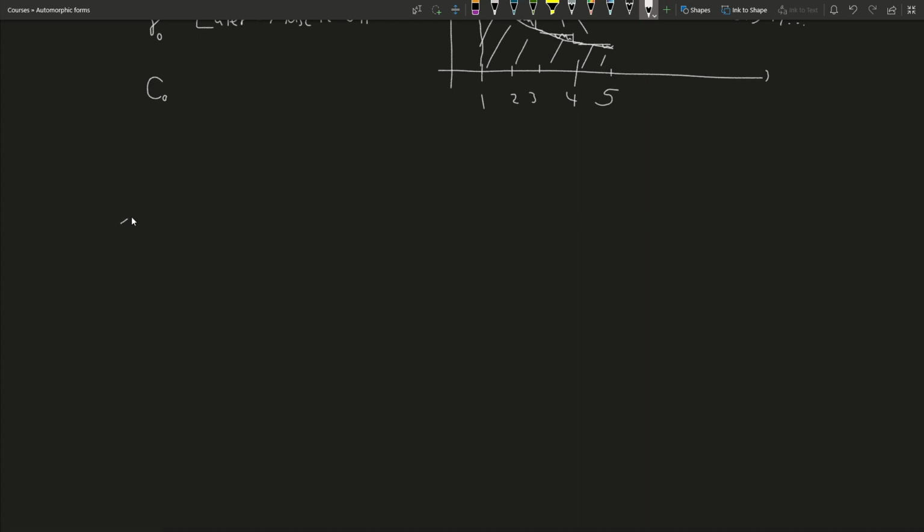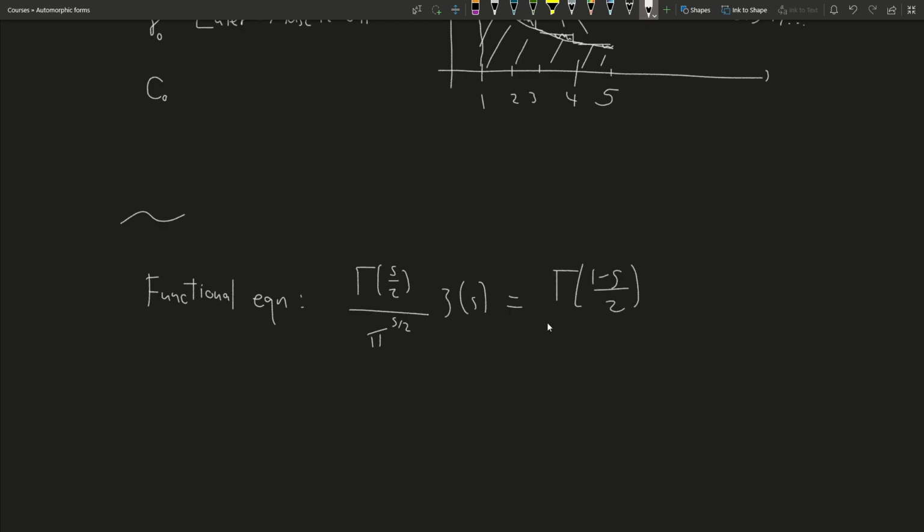Another important thing about the Riemann zeta function is the functional equation. So the functional equation is gamma of s over 2 over pi to the power s over 2 times zeta of s is equal to gamma of 1 minus s over 2 pi to the 1 minus s over 2 zeta of 1 minus s. So it's a functional equation that goes between s and 1 minus s.